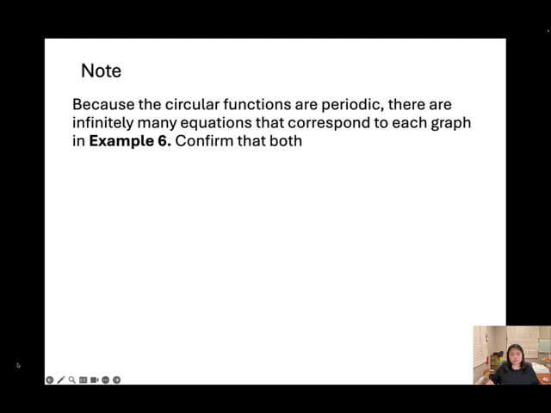Because the circular functions are periodic, there are infinitely many equations that correspond to each graph. In example 6, confirm that for example 6b, our answer is y equal to negative 1 plus cotangent 2x. Actually, we could use a tangent graph. We can do the reflection, so it becomes negative, and then shift the tangent graph to the right pi over 2. So both of the answers are correct.